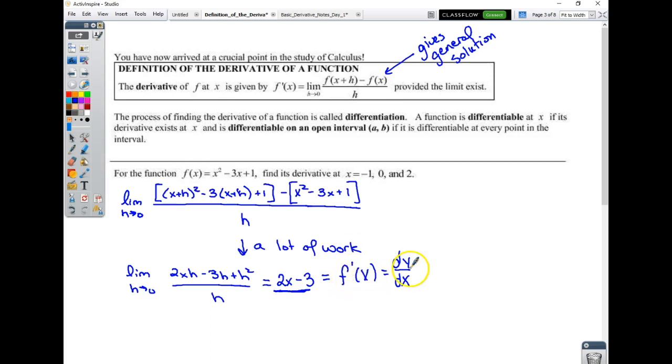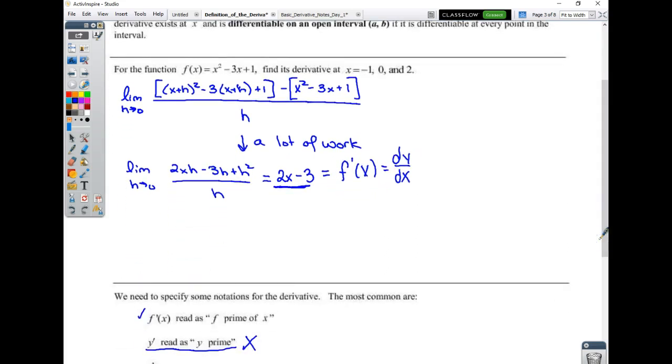So in this problem right here, I can actually use this 2x minus 3 to find f prime of negative 1, f prime of 0, and f prime of 2. And by simply substituting in the x value, I can get the slope of the tangent line at any point on the curve. So when I sub in a negative 1, I get 2 times negative 1 minus 3. I get negative 5. The slope of the tangent line of x squared minus 3x plus 5, or plus 1, at x equals negative 1 is negative 5.